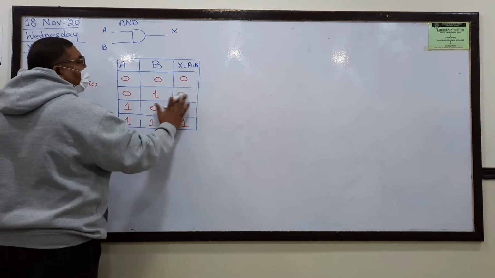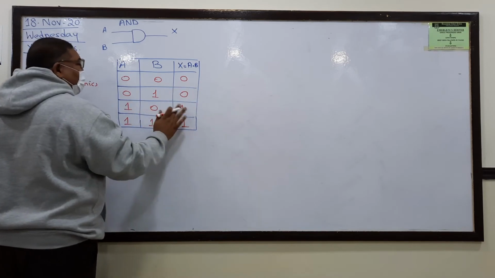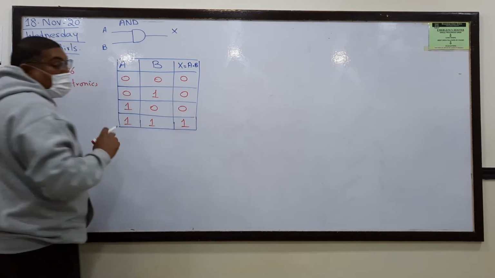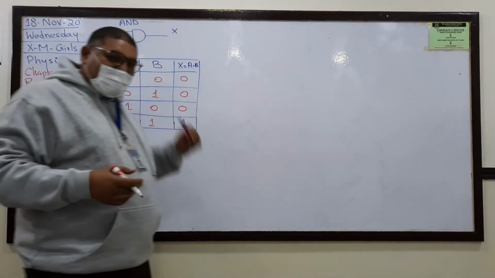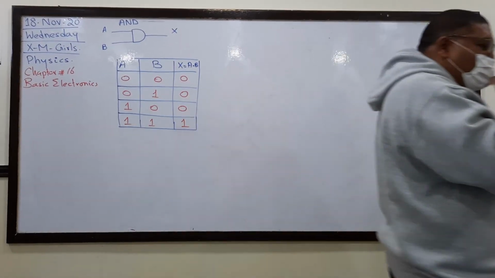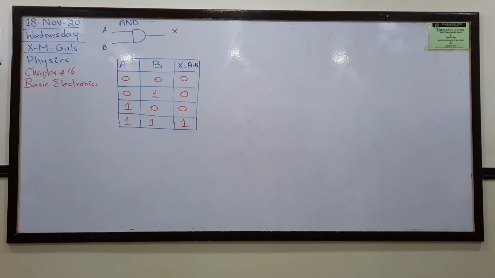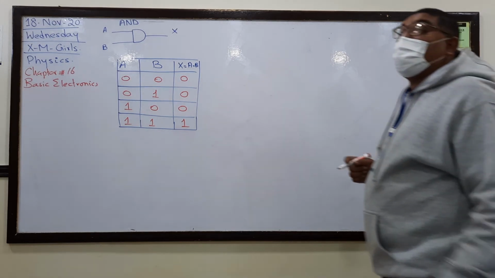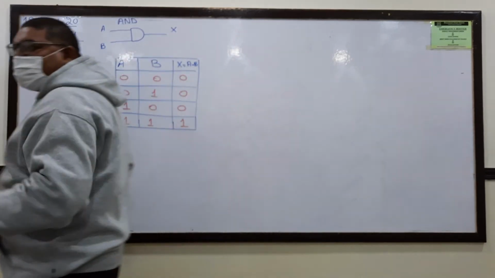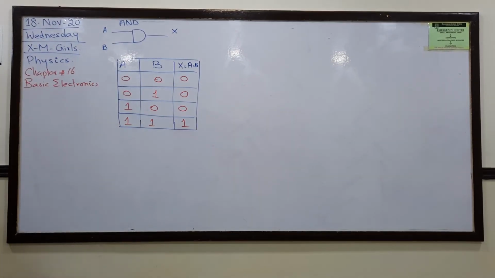0 multiply 1, that is 0. 1 multiply 0, that's also 0. Sorry, I made a mistake. I told you that you have to multiply. If you multiply 0 with 1, the answer is 0. This is the truth table of the AND gate, and this comes in the paper. The thing you have to remember is that there are two inputs A and B, and the output is X. How do you get X? By multiplying A and B.